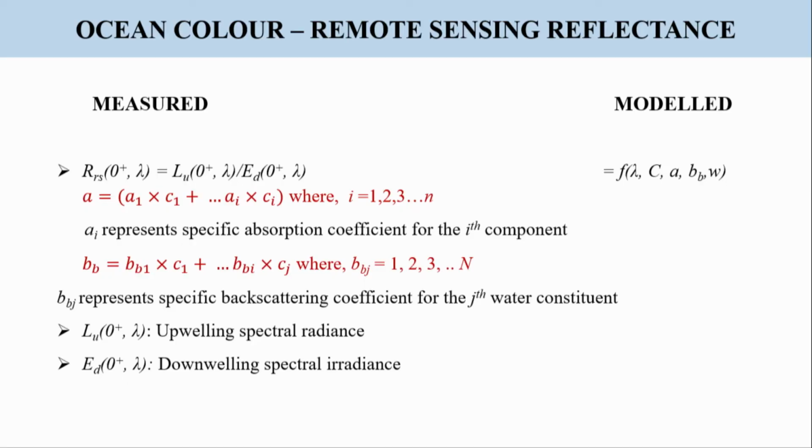Let me tell you, in the case of aCDOM, we don't have any specific absorption; rather, we take it directly because we cannot get the concentration of CDOM. This way, with the modeled and measured values, we get an optical closure, and thus we get a model which is a calibrated model.